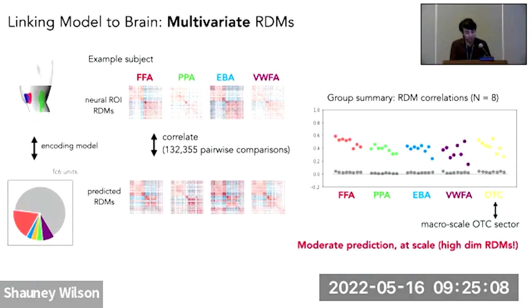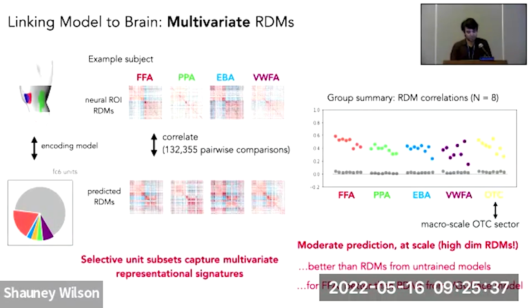This is a really large scale comparison. The RDM has over 132,000 pairwise comparisons. So it's a very strong test of correspondence for these small groups of units in a single layer. Again, prediction levels are far better than those from untrained models. And for FFA, we've also compared these RDMs against those derived from a model trained on face identification using VGG face, finding that the face trained model actually does worse at explaining data from FFA. So the selective unit subsets are also able to capture multivariate representational signatures we see in the brain data.